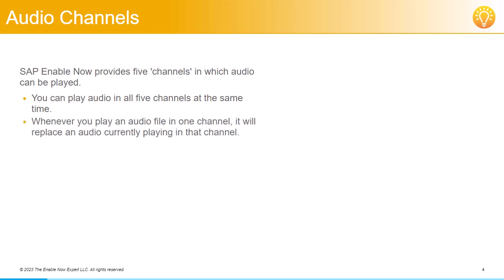Multiple channels are necessary because as soon as you play an audio file in one channel, it will replace any existing sound already being played in that channel. So if you had narrative playing and then played a ding, the narrative would stop as soon as the ding sounds. That's not to say you can only have up to 5 audio objects on a book page.